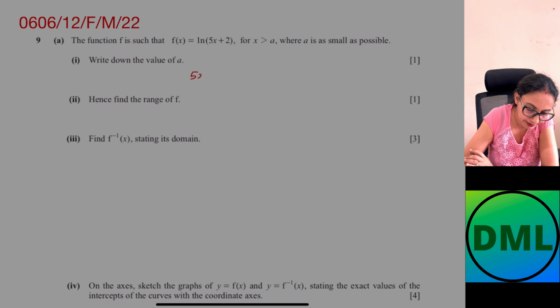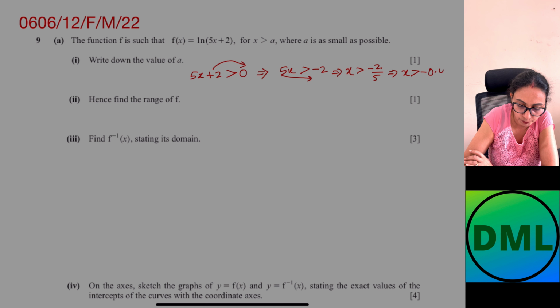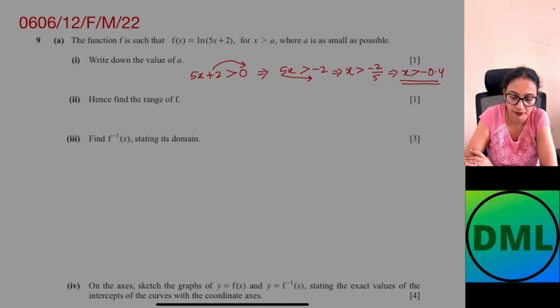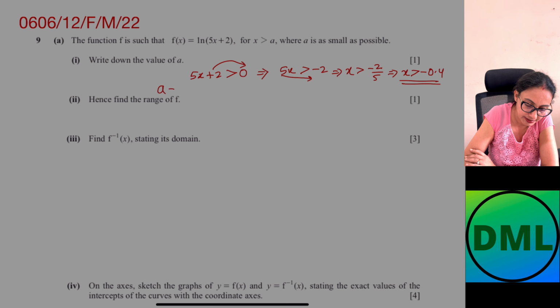So 5x plus 2 should be greater than 0. Let's find the answer for x from here. Move this 2 to the right hand side. It will be 5x is greater than negative 2. Divide by 5 on this side. You will get x is greater than negative 2 over 5, which is x is greater than negative 0.4. That means x should be greater than negative 0.4. The value for a is given by negative 0.4.